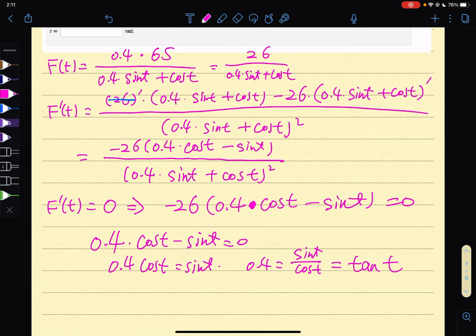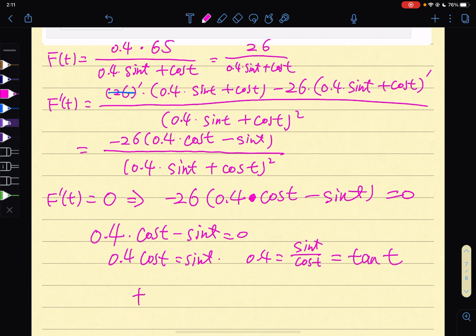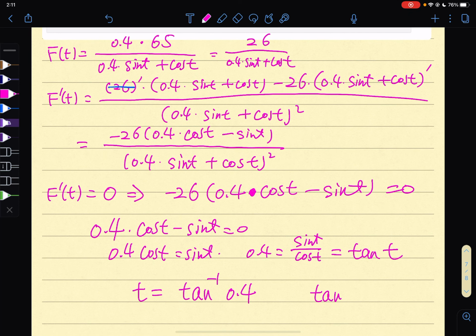So you could have looked it up and said, what exactly is the angle that makes your function get the value of a tangent to be 0.4. And this is essentially an inverse function. So your t is tangent inverse 0.4. You could have typed it in as tan to the power of negative 1 of 0.4. Okay, so this is what you could do to solve problem number 9.